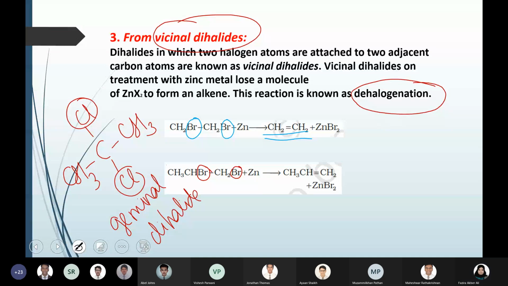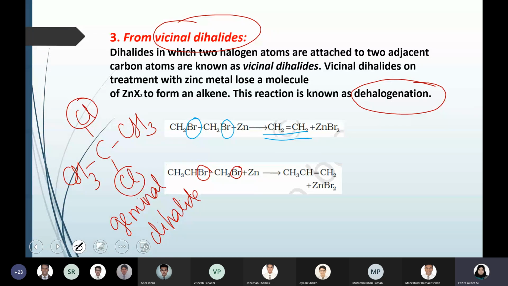Yes, ma'am. Okay, so please make sure of these terms: vicinal and geminal positions. Vicinal means neighboring carbon atoms with a functional group, here halogens, so it is a vicinal dihalide. Geminal means both the halogens, or some other functional group, are present on the same carbon atom. That is geminal. Vicinal positions mean on the neighboring carbon atoms.